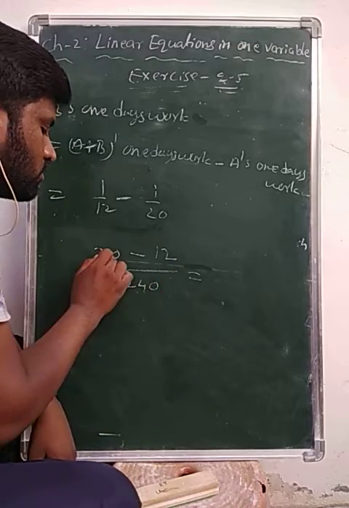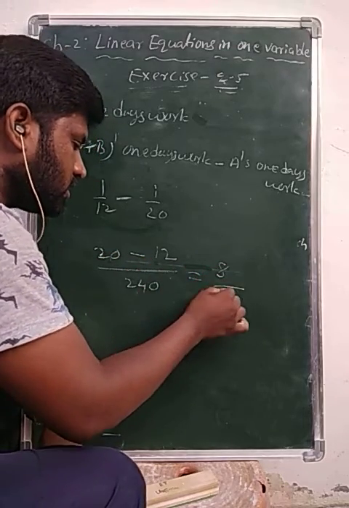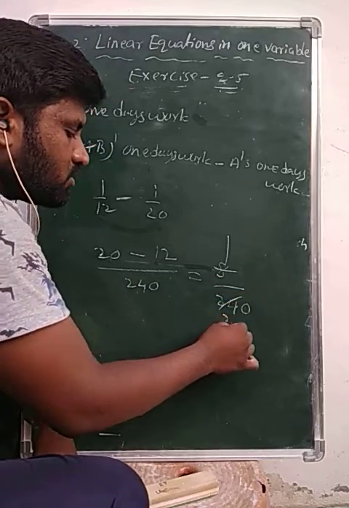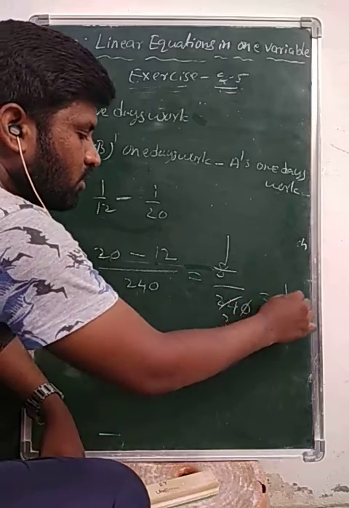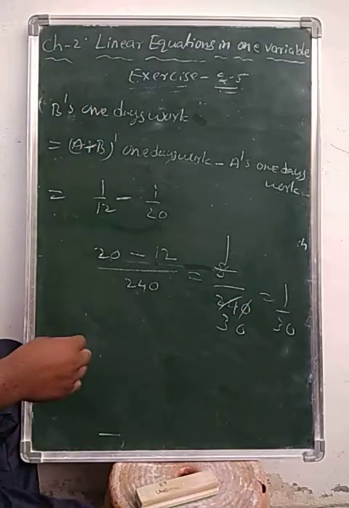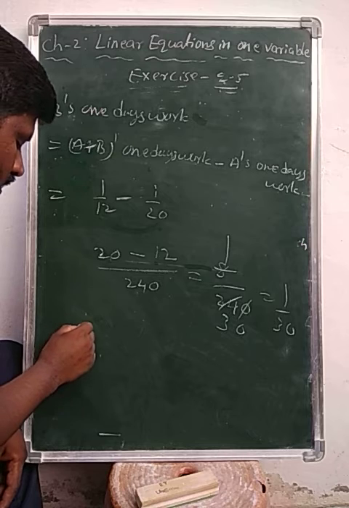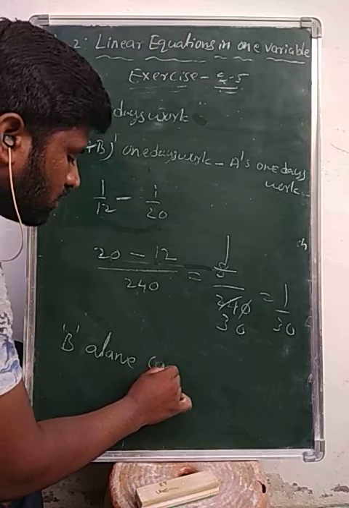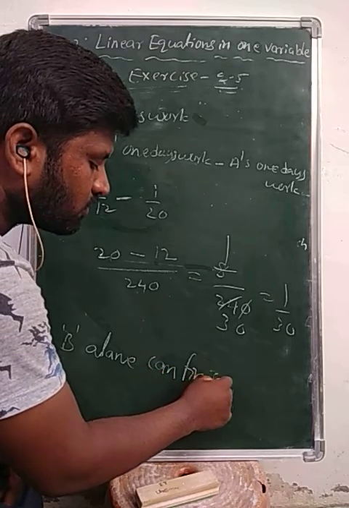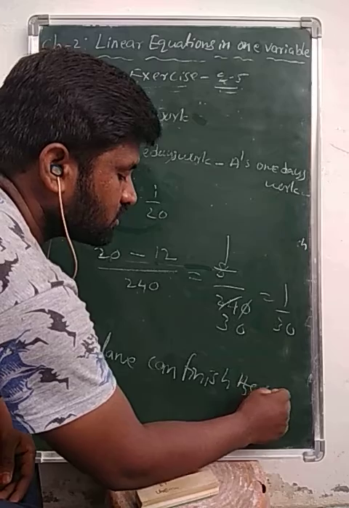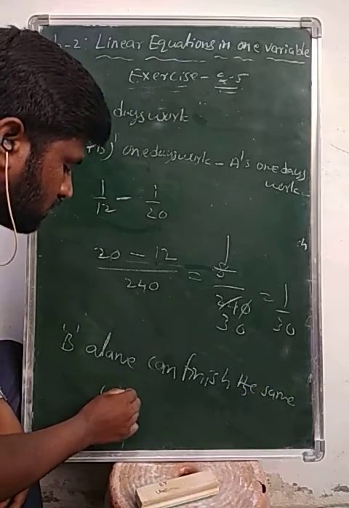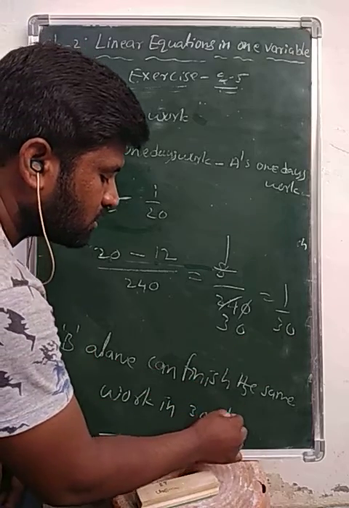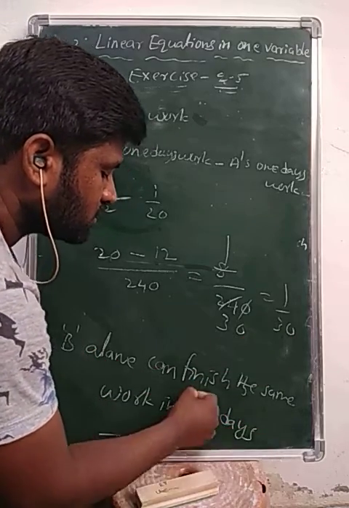So we get here 20 minus 12 means, that is 8 by 240. 8 1s are 8, 3s are 24, 8 zeros are 0. So we get 1 by 30. Therefore B alone can finish the same work in how many days? That is 30 days. Is it clear?